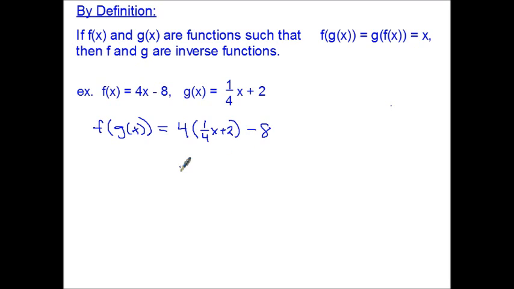Alright, so then just a little bit of distribution and combining like terms. The 4 times the 1/4 is just an x. 4 times 2, I think most days of the week that's 8. And then we bring down the minus 8 right there. And then of course the two 8s cancel each other out very nicely, and we do get the x.